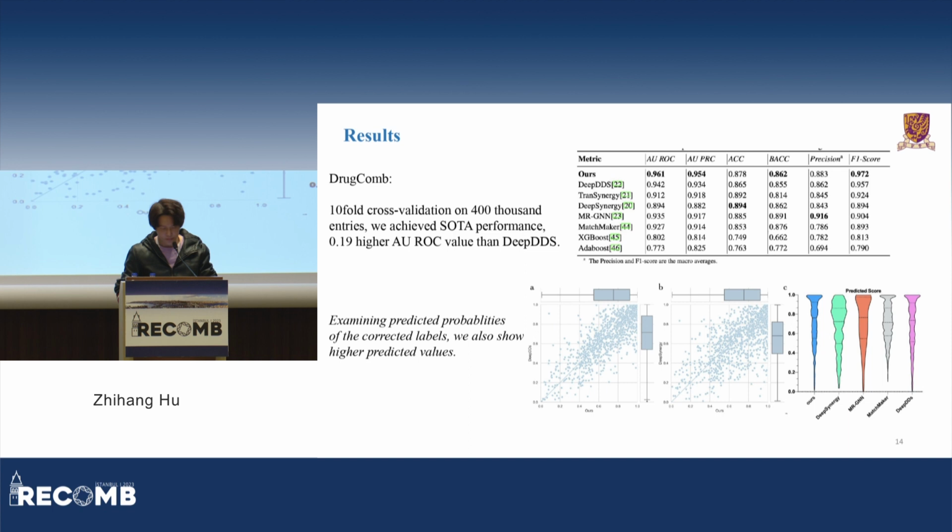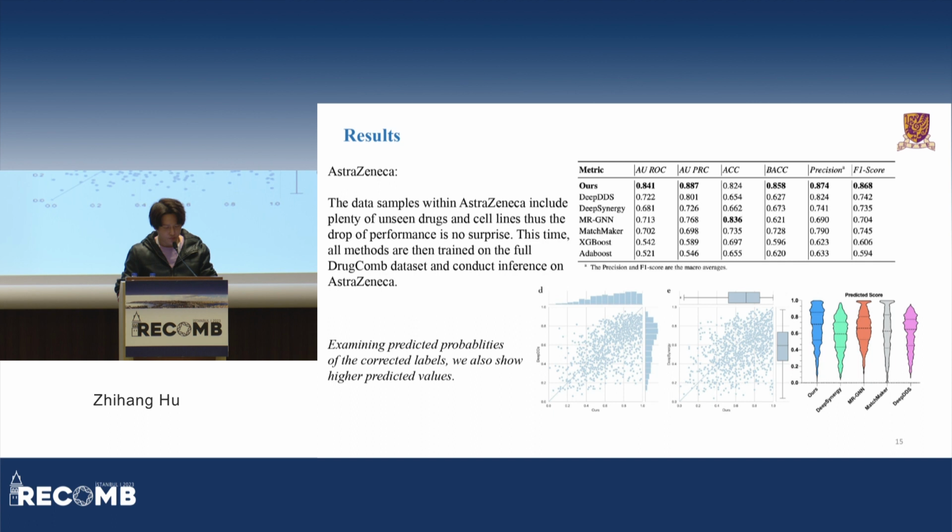The results are similar for the domain shift dataset with AstraZeneca. AstraZeneca involves plenty of unseen drugs and cell lines, thus the drop in performance is of no surprise. However, we also achieve around 12 AUROC improvement over DeepDDS. And the predicted probabilities of correct labels are also similar.